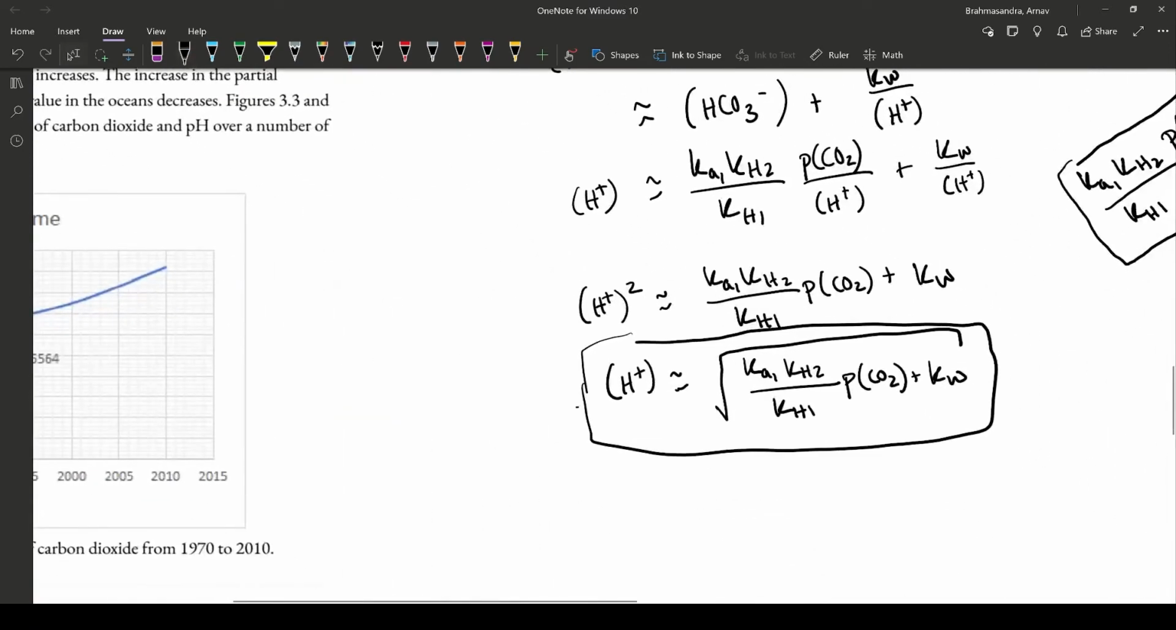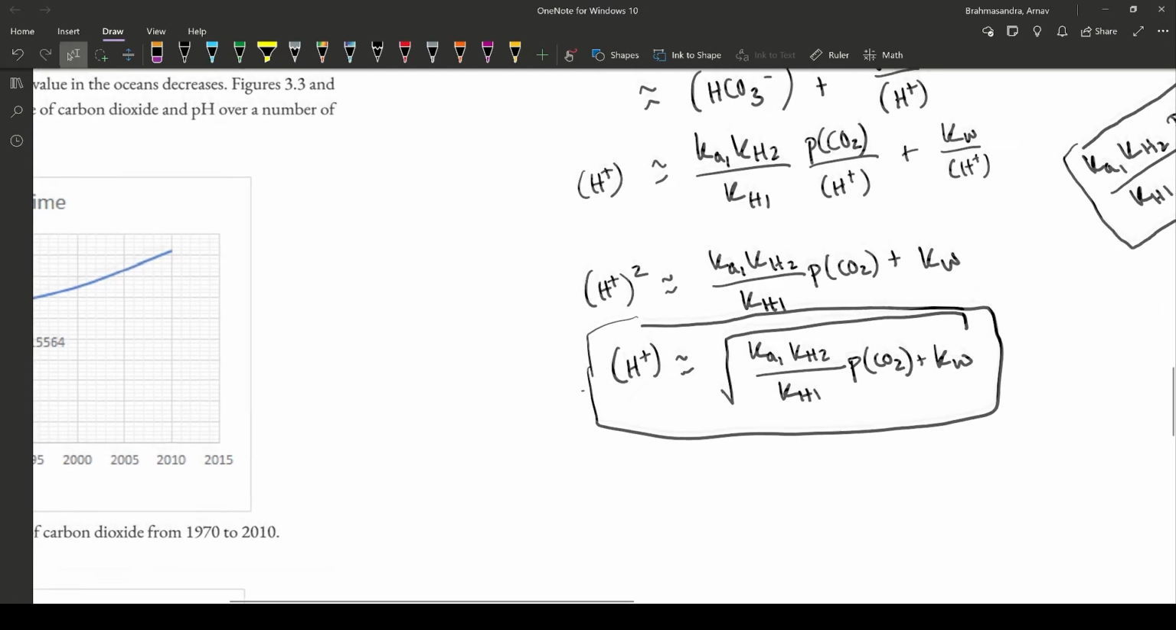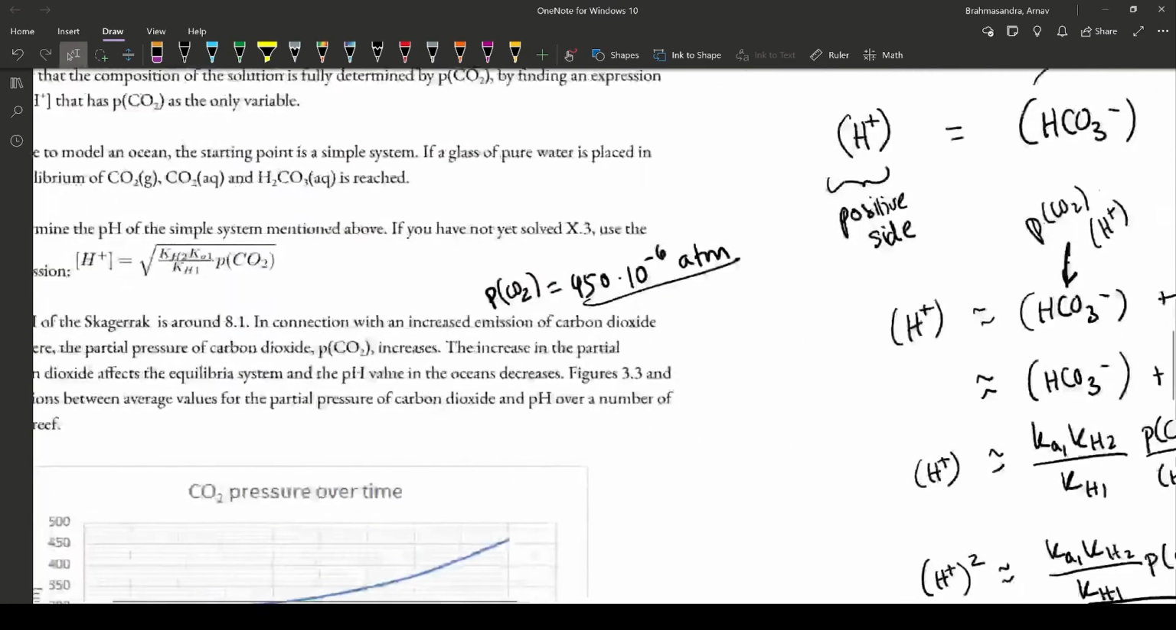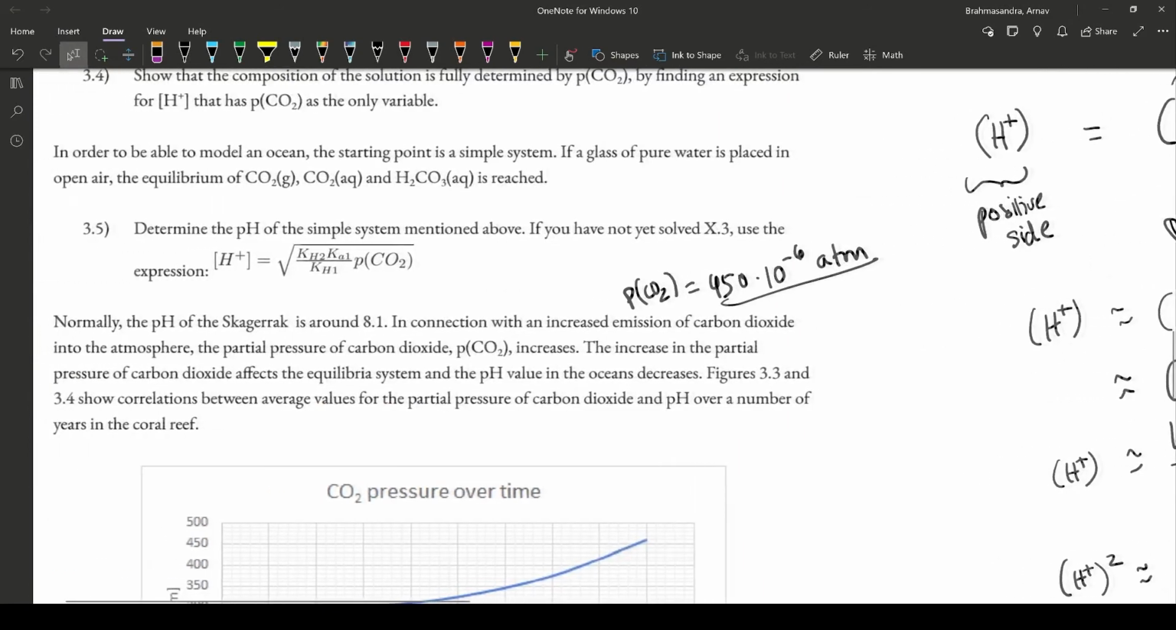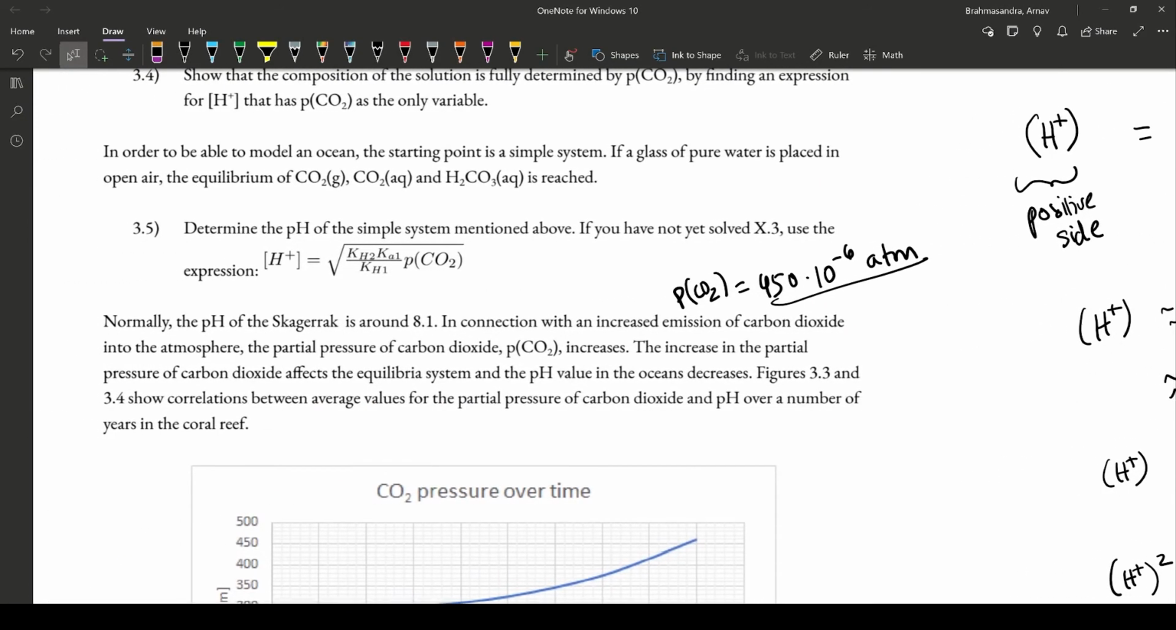And we have a whole formula that gives us the H plus concentration in terms of the pressure of CO2. All you have to do is go through this, look at the formula you have, and plug in the pressure of CO2, which is 450 times 10 to the negative 6. Then you'll get a concentration for H plus, and you want to take the negative log of that.